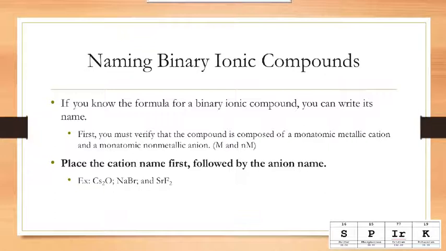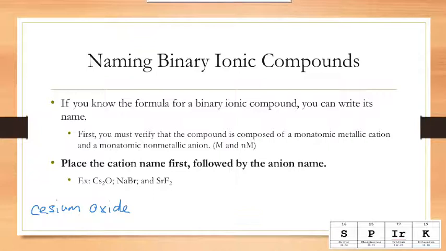So when we look at our first compound here, Cs2O, we know that Cs is cesium, which is a metal, and that is a plus 1 cation. So we write our cation first, cesium oxide, because oxide is our anion.